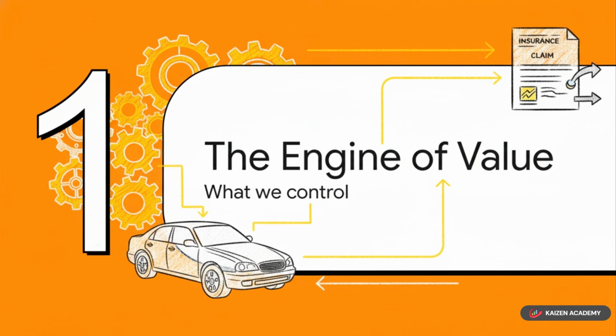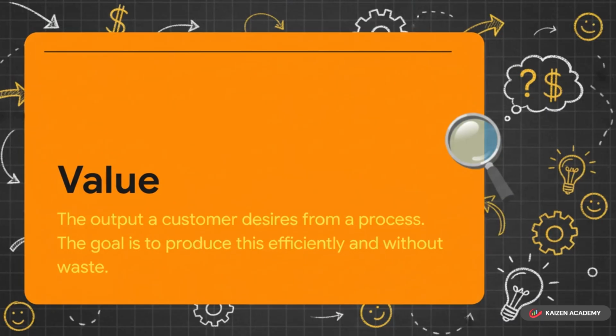So, before we can even start building these pillars, we have to know what they're supposed to be holding up. Every single production system, and I mean every system, whether it's building a car or processing an insurance claim, really only exists for one single reason. And that one reason is to create value. Now, here's the part that you have to get right. Value is always defined by the customer. Not you, not your boss, the customer, the person who's actually paying for the thing. And a lean system is absolutely obsessed with delivering that value.